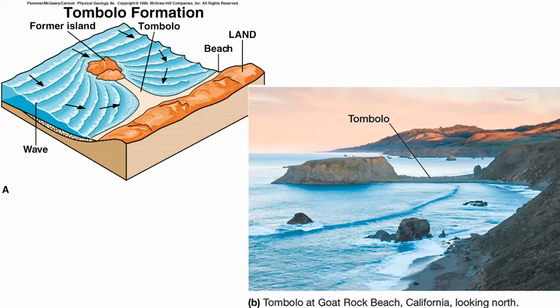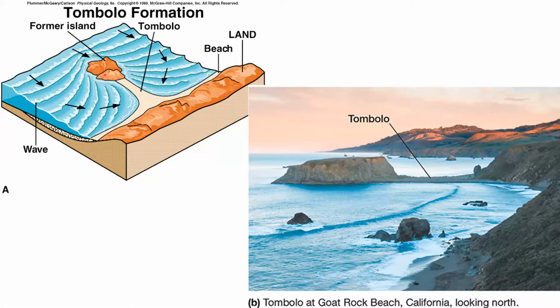Another feature of depositional coasts is the tombolo and the former islands. Rising ocean separated islands which were high points on the mainland, and sedimentary processes surrounded them with beaches. If the island is close to shore, a bridge of sediment called a tombolo may accumulate and connect the island to the shore, to the mainland.